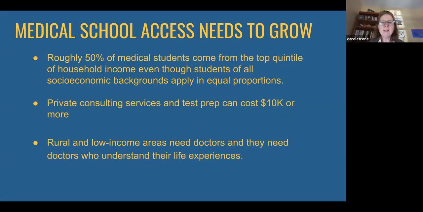So one thing to keep in mind, medical school access really needs to grow. Certainly medical schools themselves are very aware of this and are trying to address that issue. But there's a couple reasons why this is important. So a couple bullet points I just put on the screen here for you.